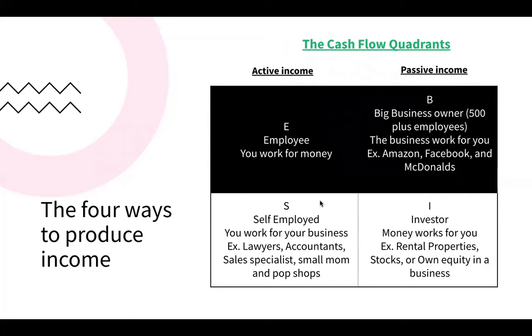So below that, you have the S quadrant. These are the self-employed people who earn money working for themselves, either as a solo operator or through their own small business. In this quadrant, you work for your business. This is because you're still very much involved in the day-to-day operations of your business. So examples, if you're a lawyer, an accountant, or a sales specialist, you actively have to work with clients to generate income. If you don't work with clients, then you won't generate any income.